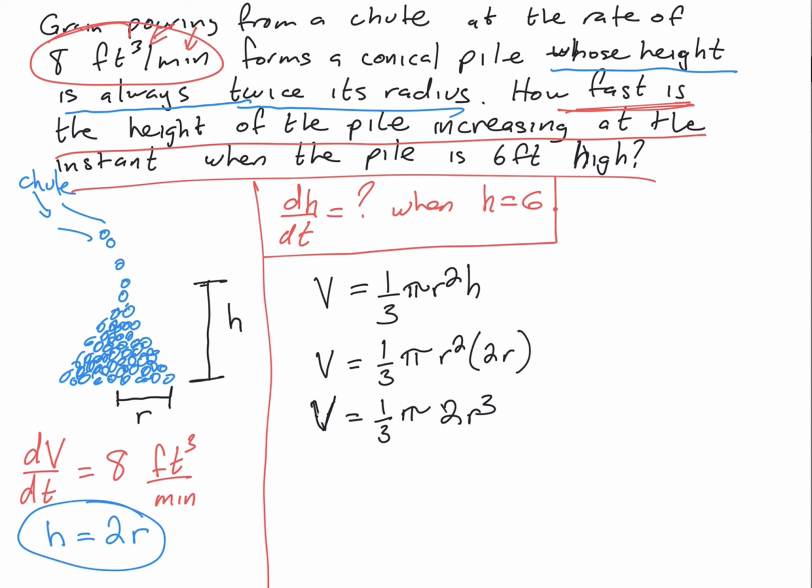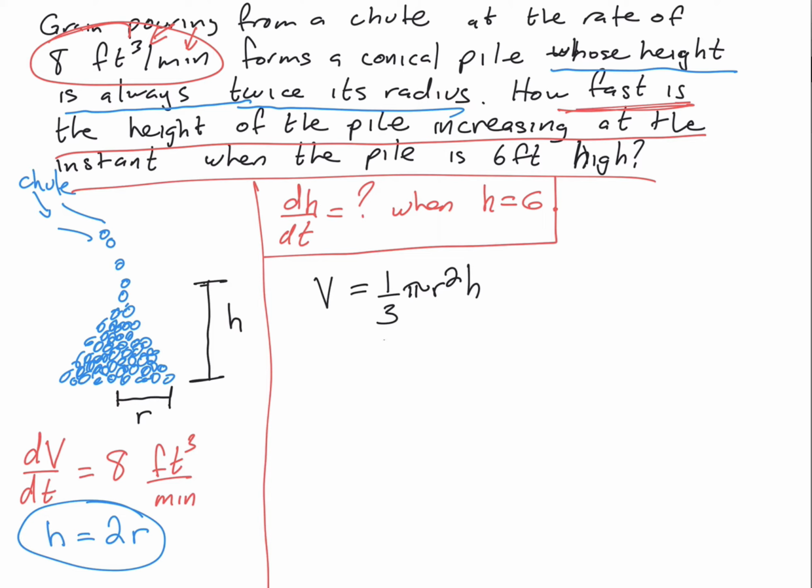But can you guys look ahead and see where the problem is? You don't have an H. What's the question about? The rate at which H changes. So if I get the derivative of this formula, am I going to get the derivative of H? No. So you want to be careful here, and set it up so that you answer the correct question.